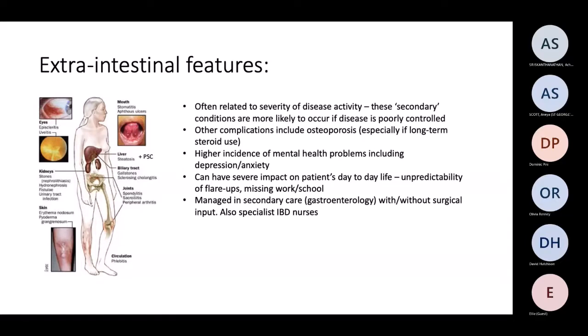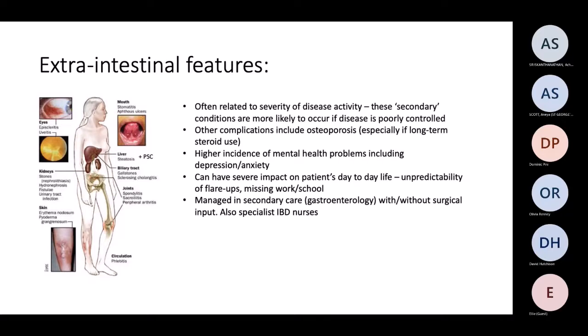And you can get problems with your kidneys as well, things like stones and UTIs. And some of this is related to the fact that people have a lot of diarrhea. They're potentially quite dehydrated. If they've had sections of bowel removed or have a stoma, then they're even more likely to become dehydrated, so they're at risk of renal stones. So these conditions are all more likely to occur if the disease is not well controlled, and they often get better as the patient's IBD gets better.